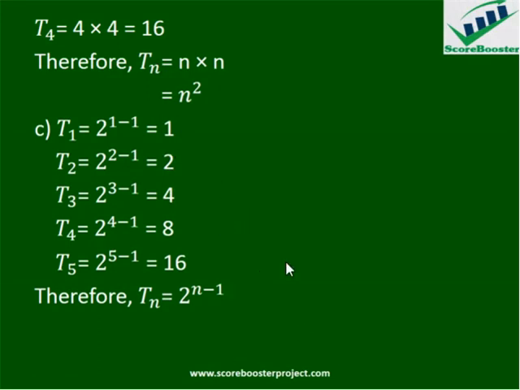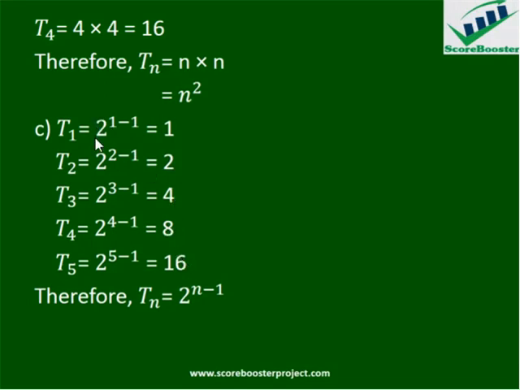Now we move to the third example. The third example is 1, 2, 4, 8, 16. In the third example, we observe that the first term can be written as 2 raised to the power 0. 2 raised to the power 0 will give 1, and the values of the other terms are multiples of 2.